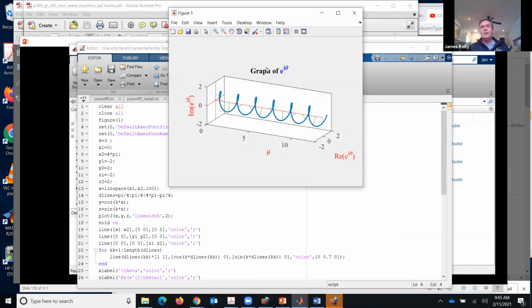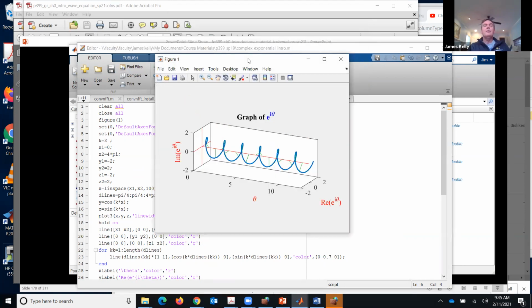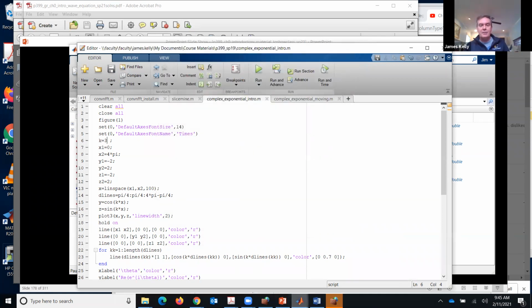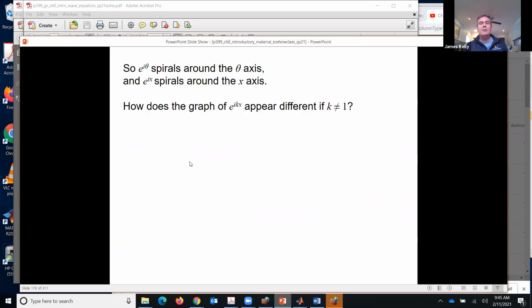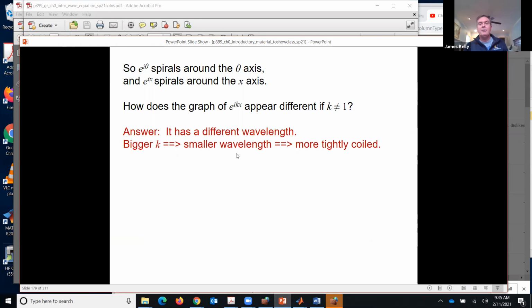It's more tightly curled than it was before, right? The wavelength has gotten smaller. The spatial frequency has gotten larger, if you like. Okay, so that's what k does there. Let's go back to the slides. It has a different wavelength. Bigger k means a smaller wavelength, as we already know. So this isn't wiggling and jiggling in a real sense, but it's wiggling and jiggling by corkscrewing around the x-axis.